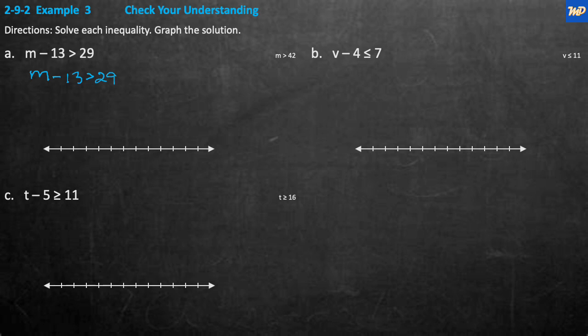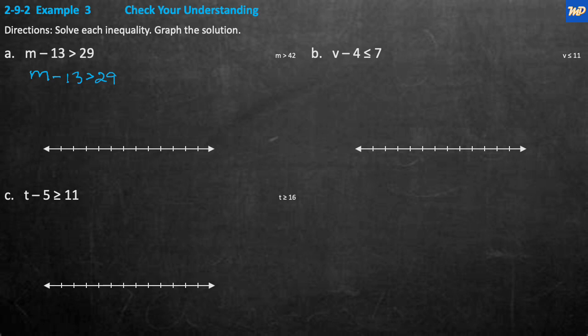Okay, as I like to say all the time, the first thing you do is you look at your inequality and say, what's it made up of? Well, it's made up of a greater than without the equals, so you know it's a circle. And we're dealing with m with some type of a number with it. It happens to be a negative 13, so we know we have to get the m by itself.